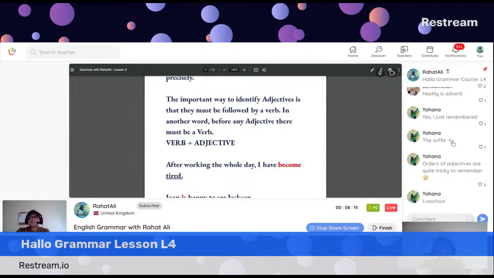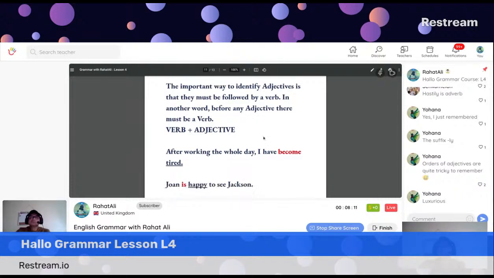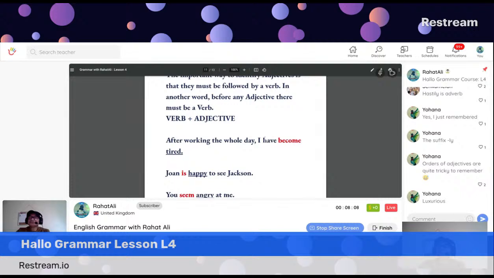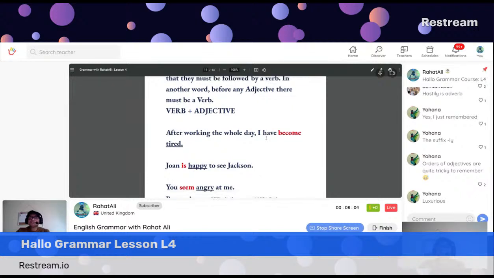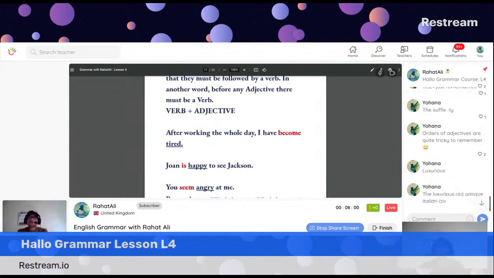Okay, can you give me any other example? Ihana, Sanko, or Anna, if you're still there? Then Joan is happy to see Jackson. You see, you seem angry at me. Look, is a verb and happy. After that, Joan is happy to see Jackson. So happy is an adjective.